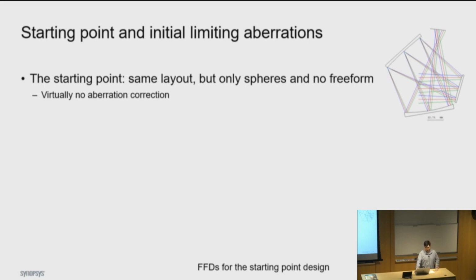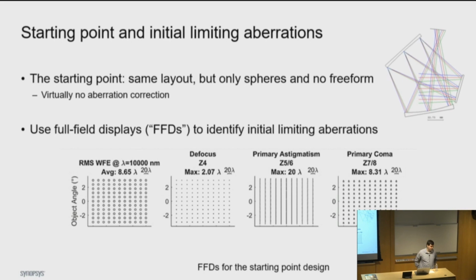What we're going to do next is we're going to use full field displays to identify the initial limiting aberrations in the system. So a full field display is a way of looking at the aberrations in a system across the field. Each of these 4 diagrams is a separate full field display. Each symbol in the full field display corresponds to a point in the field. A bigger symbol represents greater aberrations, and for things like astigmatism and coma on the right-hand side, the orientation of the symbol corresponds to the orientation of that aberration.